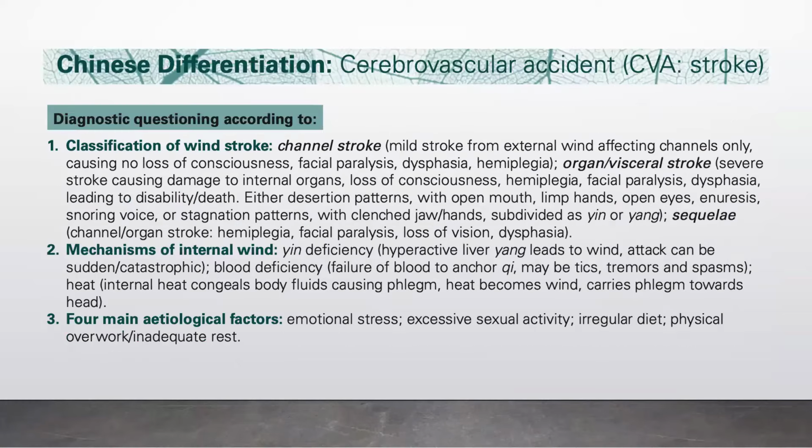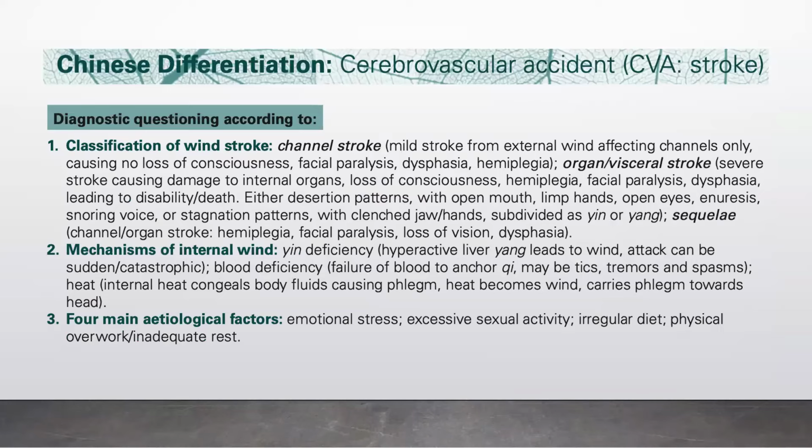Now let's go to Chinese differentiation of CVA. Diagnostic questioning according to classification of wind stroke. We have 3 classifications. We have channel stroke, which is actually mild stroke from external wind affecting the channels only, causing no loss of consciousness, facial paralysis, dysphagia, hemiplegia.